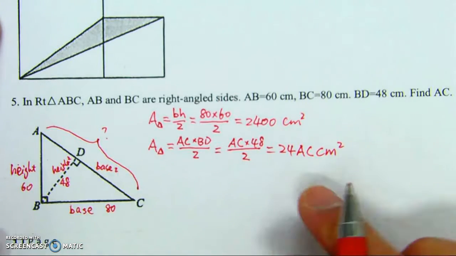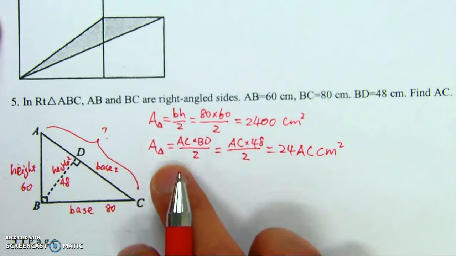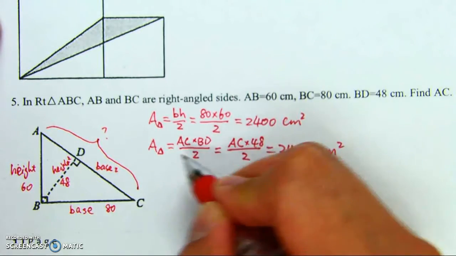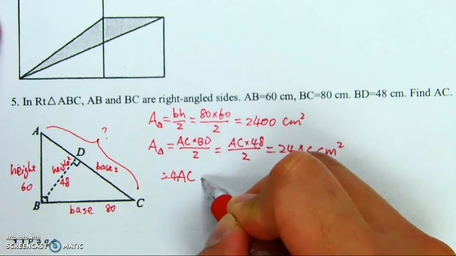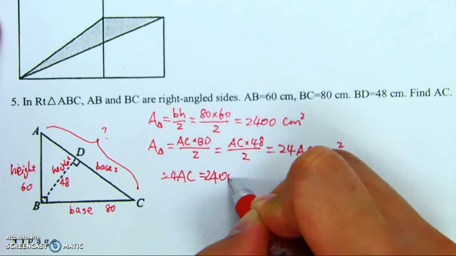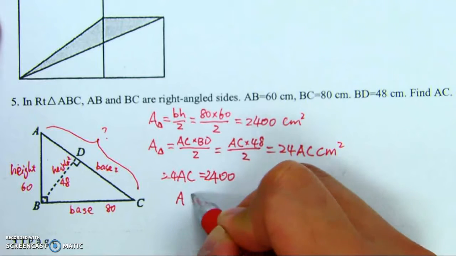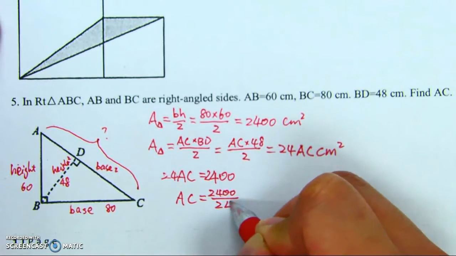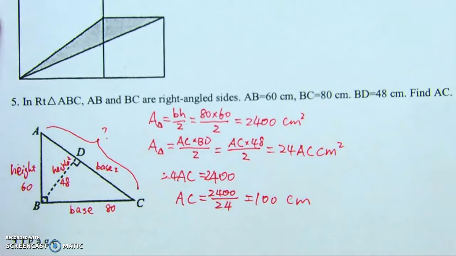Okay, now we can see we use different base and height, but we have got the same area. That means the second area we wrote, 24 AC, is equal to the first one we wrote, 2,400. And then we solve this equation. So AC equals 2,400 divided by 24, and the answer is 100 centimeters.